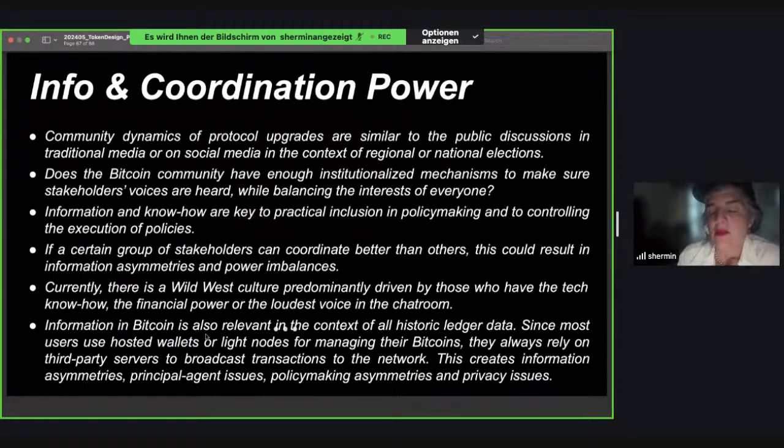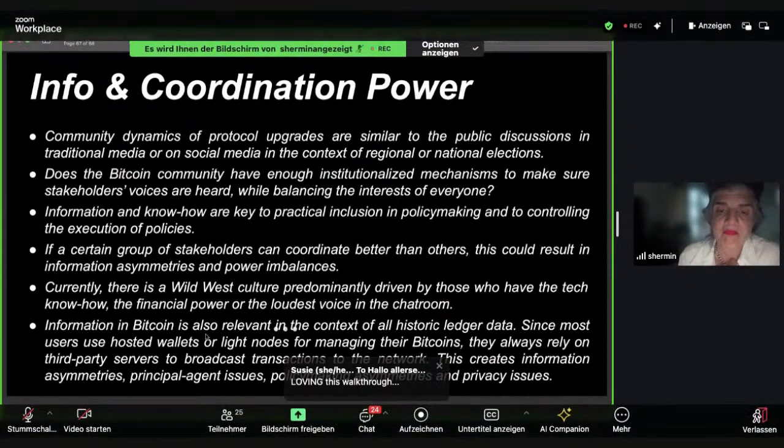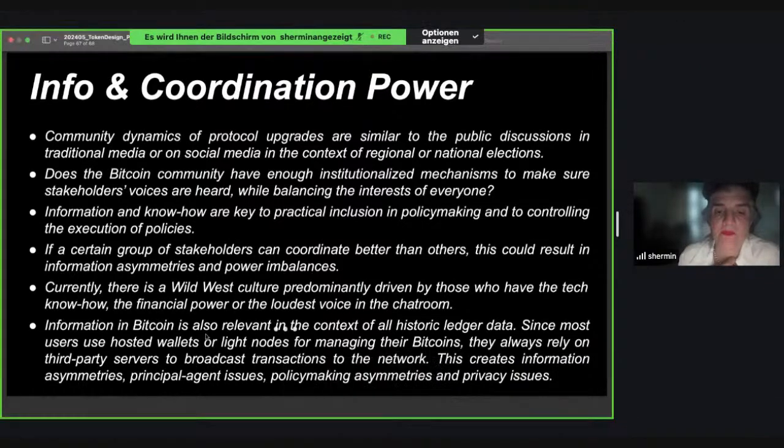I would argue that there is still a Wild West culture in crypto in general and in the Bitcoin network in particular, which is mostly driven by those who have a certain tech know-how, certain financial know-how and power, or the loudest voice in the chat room.